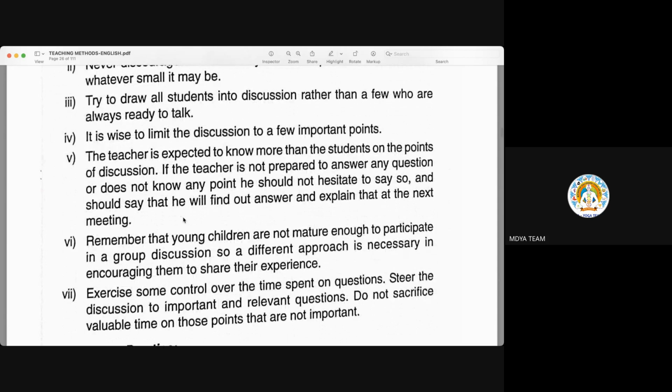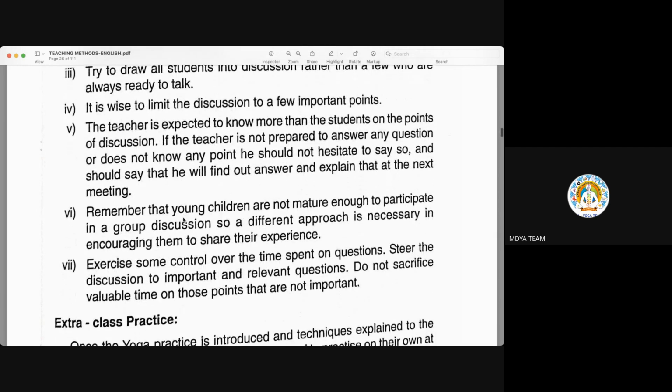And try to draw all the students into discussion rather than a few, because a few students are more active as compared to others. So you have to make the rest of the students active, just ask questions or make them involved in some of the discussion or interaction with the other students. So it is wise to limit the discussion to a few important points. It should not deviate from the main topic. And the teacher is expected to know more than the students on the points of discussion.